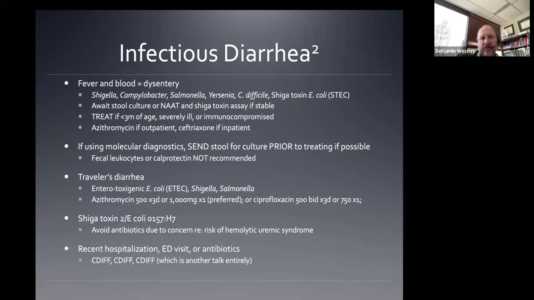How about somebody that recently was hospitalized or has been on clindamycin from their dentist? Then this is virtually always going to be C. diff, and that's an entirely different talk, which we'll get to in a month or two.